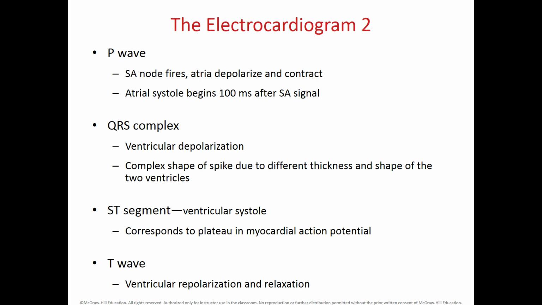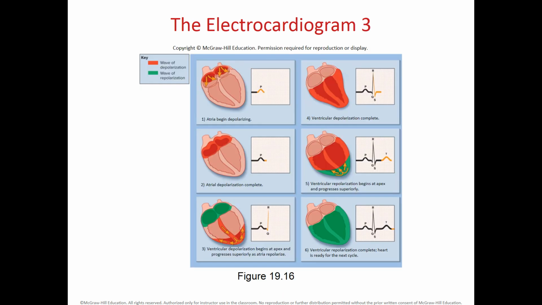So I already told you what each of these waves or segments mean in the EKG, so let's skip this. So this is what happens when you have these different signals in the EKG. This P wave corresponds to the atrial depolarization. Any depolarization, you can see it in red color. Any repolarization, you see it in green color.